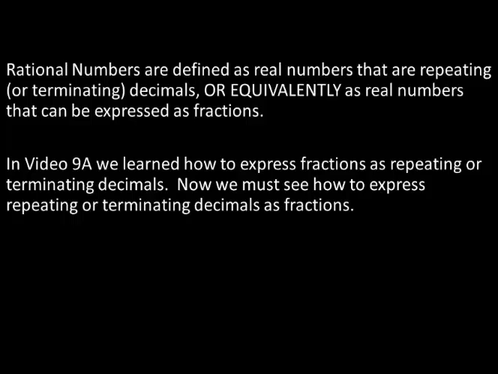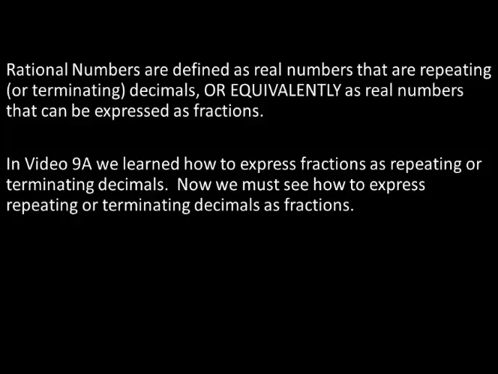This is the second half of video 9. In the first half, or video 9a, we defined a rational number in two different ways. One as a repeating or terminating decimal, or equivalently as a real number, a decimal number that could be expressed as a fraction. So we should be able to take any fraction and change it to a decimal form, and it will be either terminating or repeating, or we should be able to take any terminating or repeating decimal and express it as a fraction, since they are two equivalent definitions.